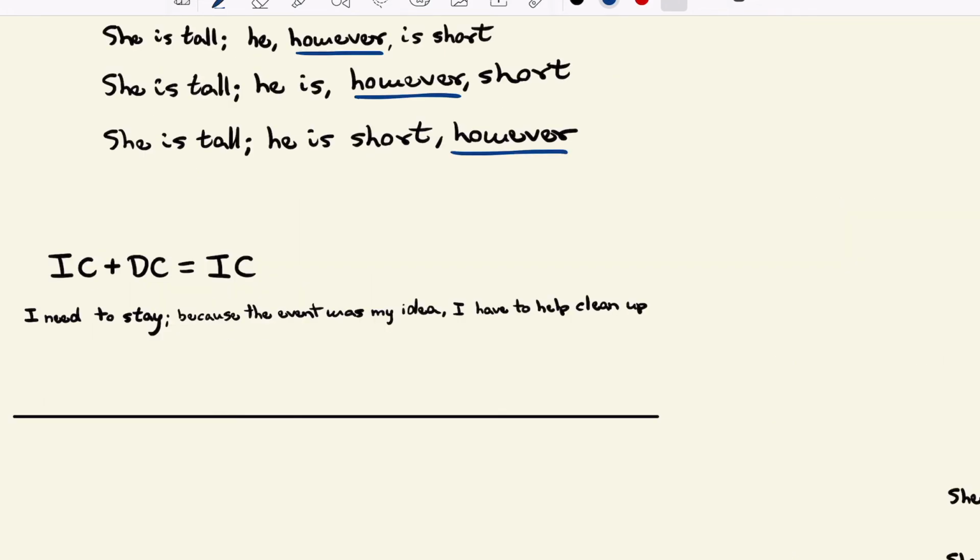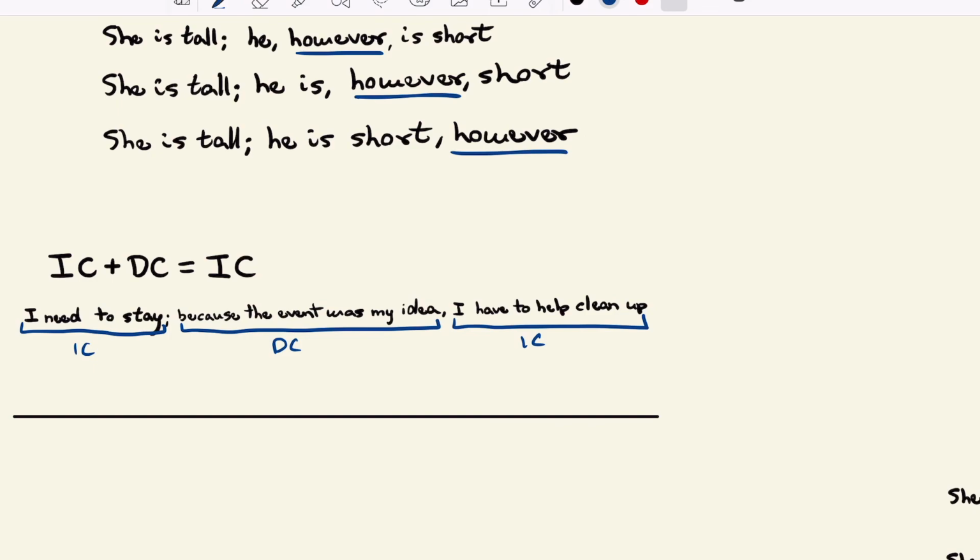An independent clause plus a dependent clause equals an independent clause. For example, the sentence, I need to stay because the event was my idea, I have to help clean up. The sentence can be seen in many ways. It can be seen as three separate clauses. I need to stay being an independent clause. Because the event was my idea is a dependent clause. And I have to help clean up is a second independent clause.